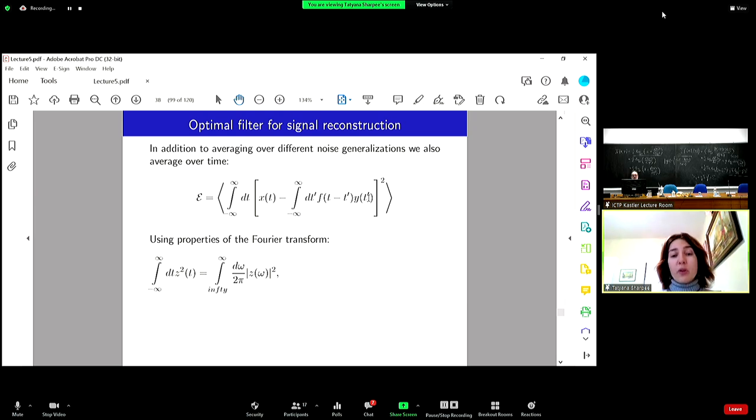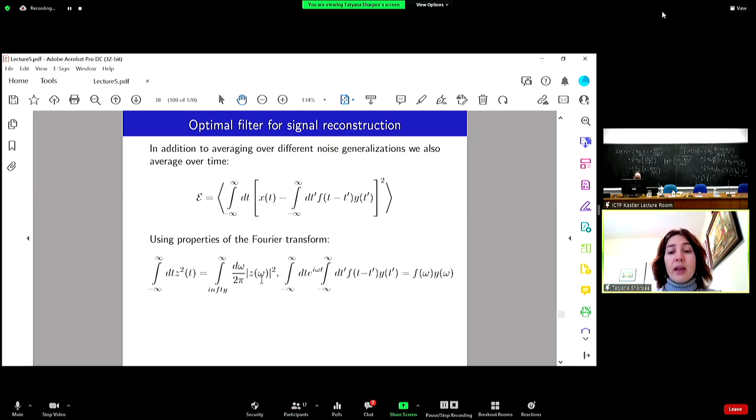Then we use a property of the Fourier transform: the power in real time is the same as the integral over frequencies in the Fourier space. And if I have a convolution between two signals, then in the Fourier domain, that's the product of the two. So in that case, the reconstruction error is X of omega minus this convolution, which becomes output Y times F of omega.